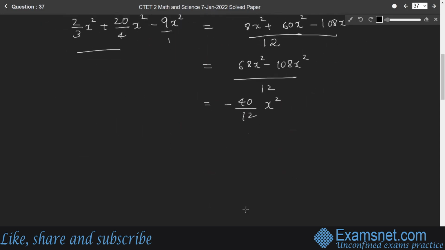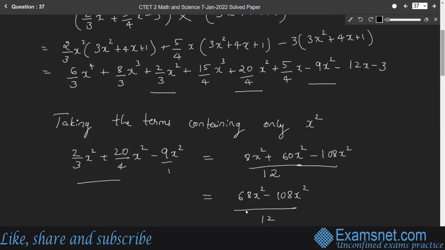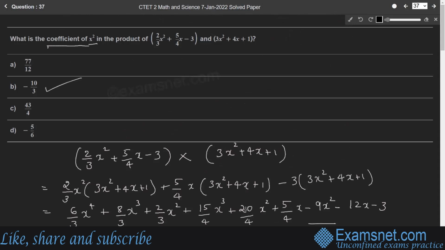Therefore, the coefficient of x square is minus 40 by 12. We can simplify it. So 4 into 3, that is minus 10 by 3. Hence, option B is the right answer.